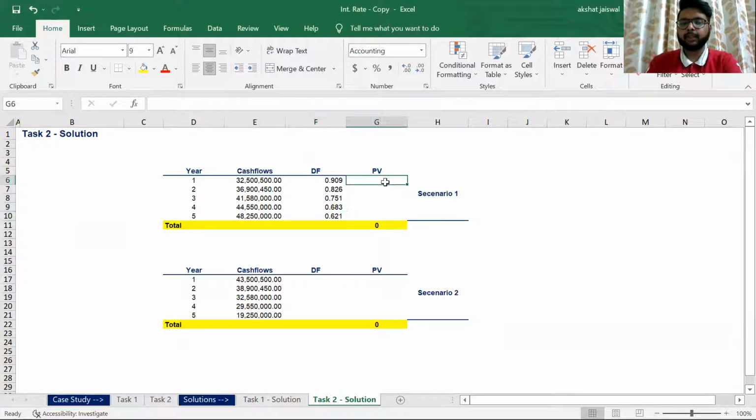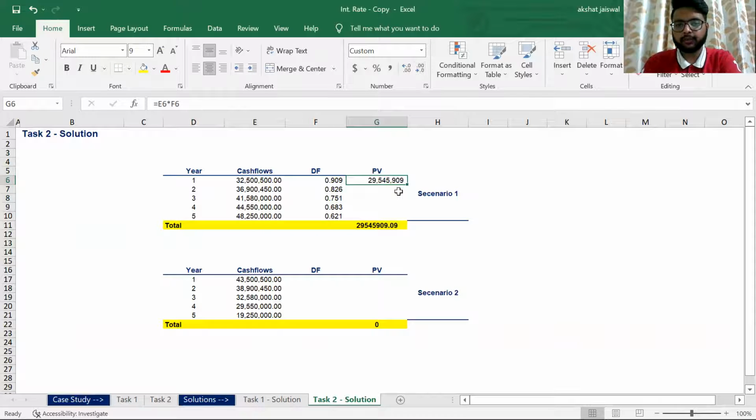Yeah. Now to calculate PV, that is present value, it's easy to do that. It is equal to cash flow value into discount factor. Click and you'll get the value. If you want, you can add the value after the point, or just round it off totally. I suggest you round it off totally.